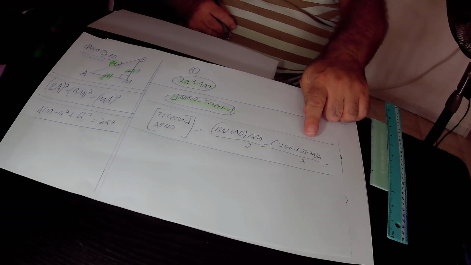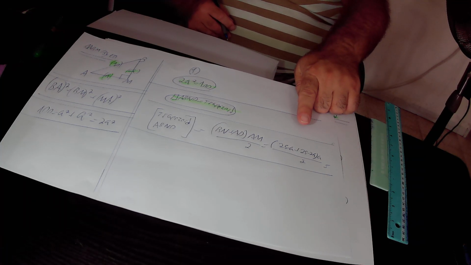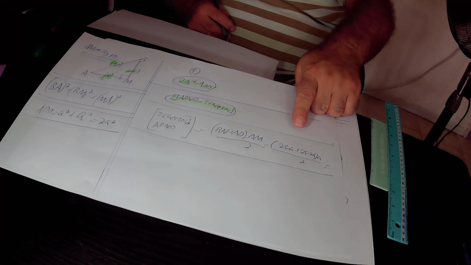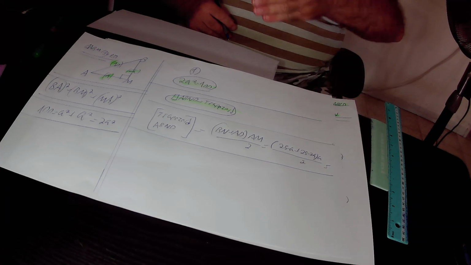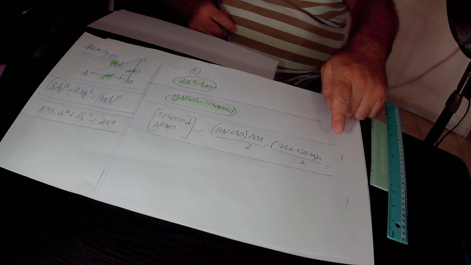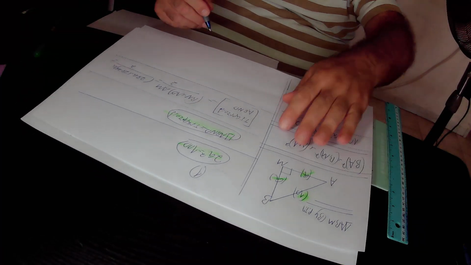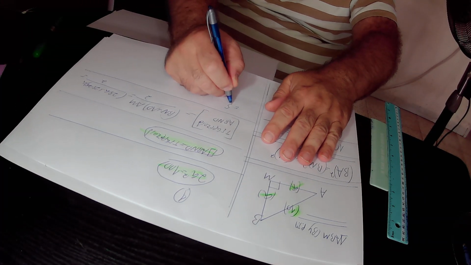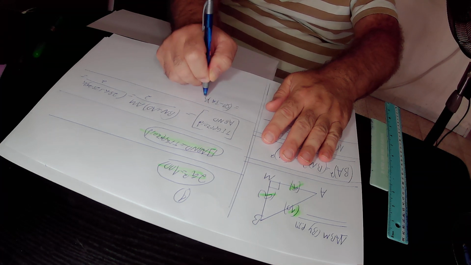25 plus 25 is 50, and minus A minus 2A is minus 3A. So in total the numerator we have 50 minus 3A times A divided by 2.